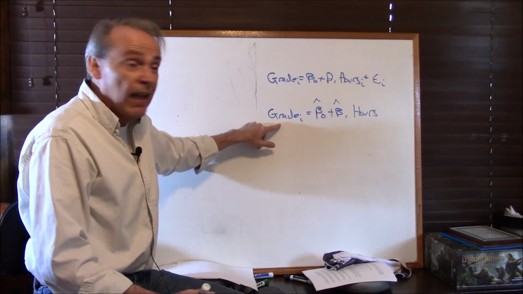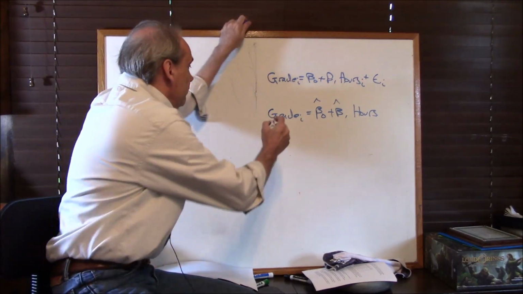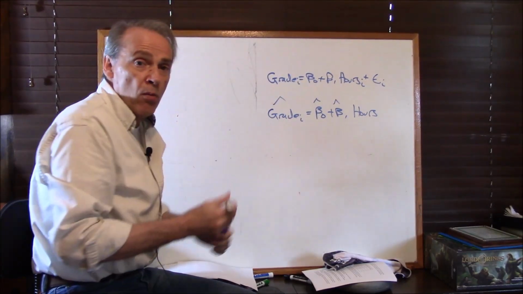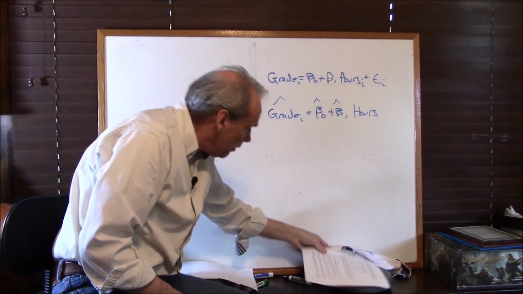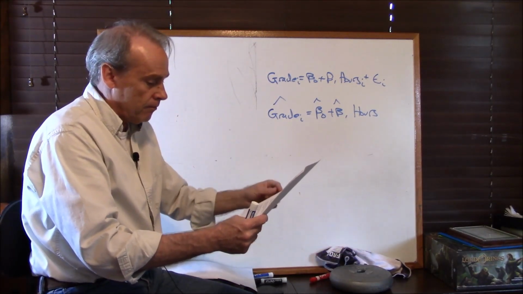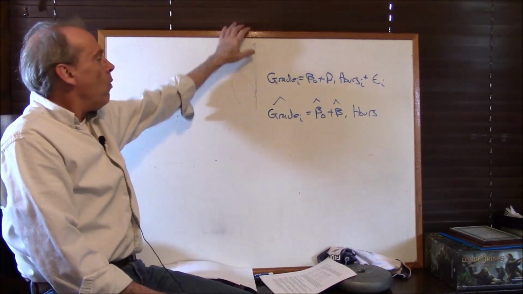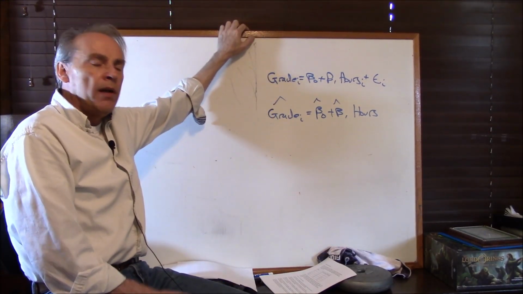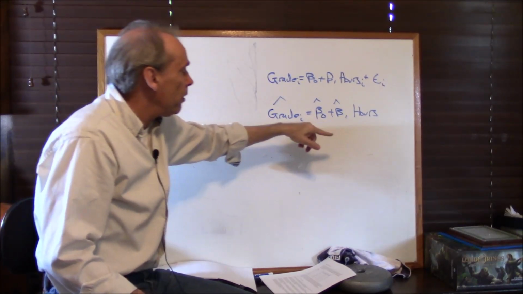Now, I have a choice to make here. I'm going to put a hat over the grade. And I'll tell you why here in just a second. I want to do that part first. So, why put a hat over the grade? Now, again, we know that's an estimate. We don't know the real number.